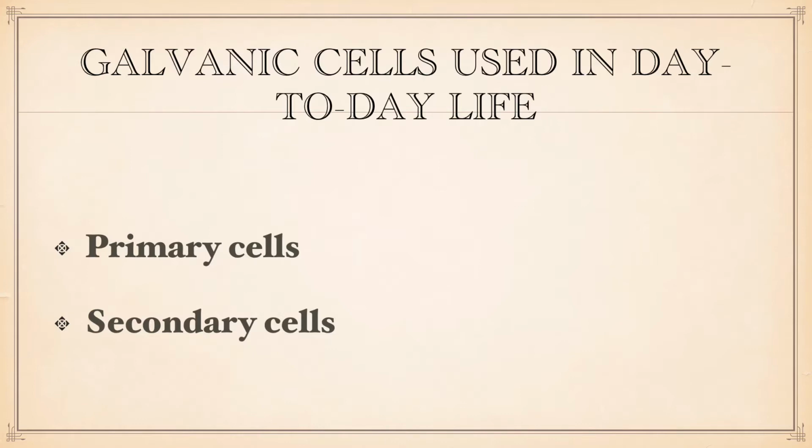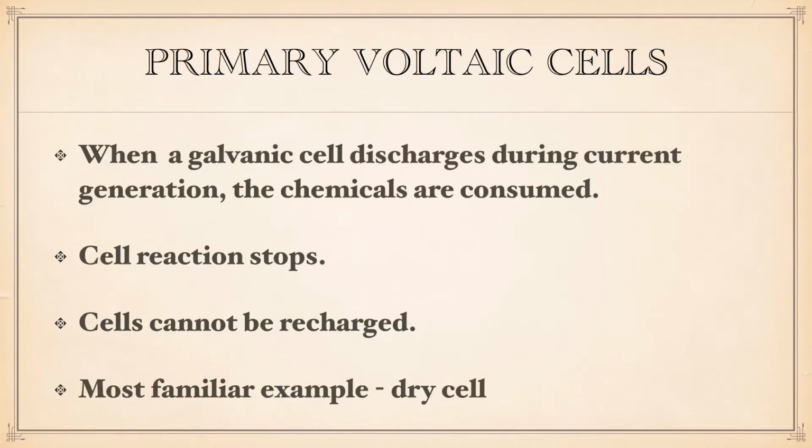Primary voltaic cells are the cells which are used only once. That means after that we have to throw them away. For example, the batteries in a clock are primary cells. Next are secondary cells. They are the ones which can be recharged again and again. Car batteries are examples of secondary cells. Now we'll understand primary voltaic cells in detail.